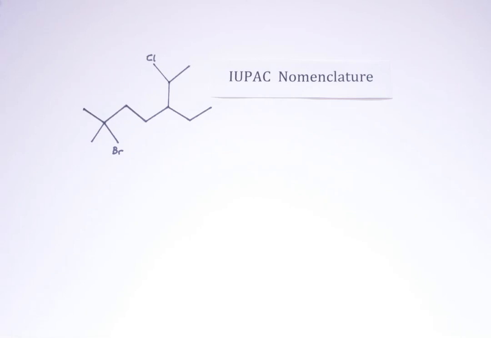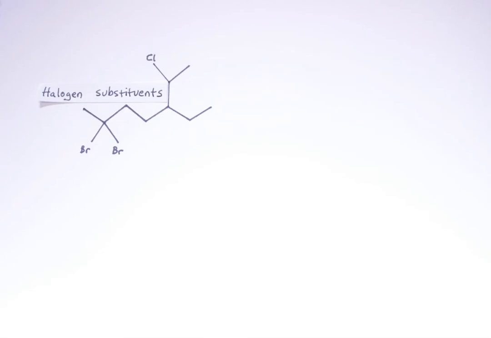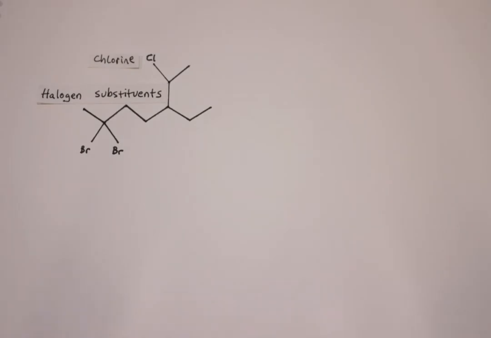This is the third video in the series, and we're going to assume some knowledge of naming. Now, we're going to look at how to name, in IUPAC nomenclature, alkanes that have functional groups. Functional groups are groups that are attached to the alkane which will be reactive and determine the kinds of reactions the alkane will undergo. So, this alkane has halogen substituents, chlorine and bromine. That makes it an alkyl halide.